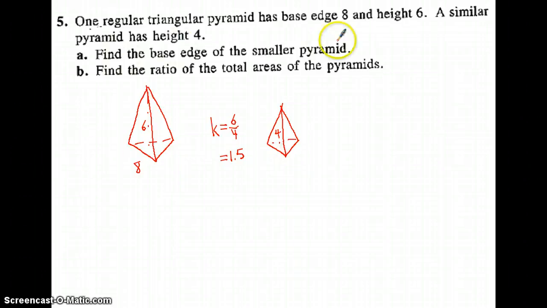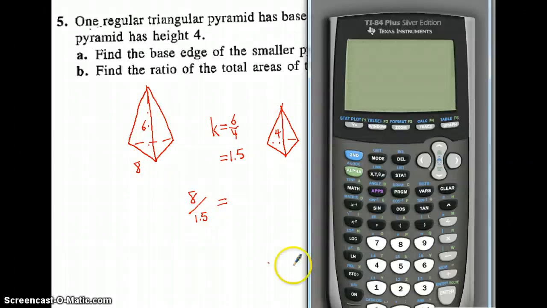Oh yeah, base. That's the first thing I'm supposed to do. Find the base edge of the smaller pyramid. I just use K for that because that's just a linear thing. So if I just take 8 divided by 1.5, I will get that. I can set that up as a straight proportion. 6 over 4 equals 8 over blah, and I can find it. I could also just do this now that I've got this ready to go. 8 divided by 1.5. I can almost do it in my head faster than I can do that.